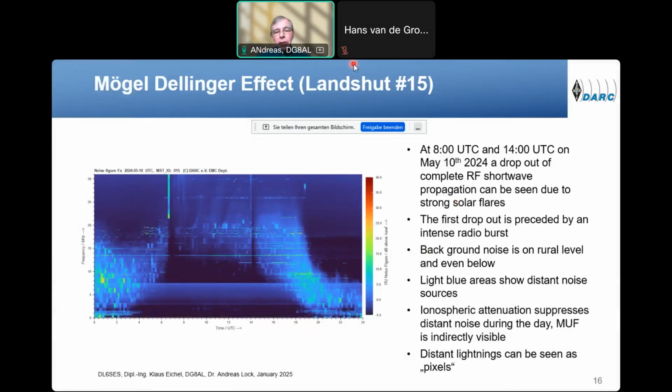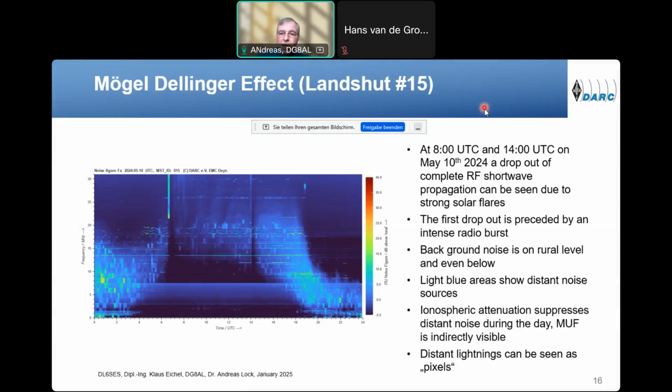So I promised at the beginning that with ENAMS we are also able to see different effects, and one I want to mention here, because it's very nicely seen, is the so-called Mögel-Dellinger effect.